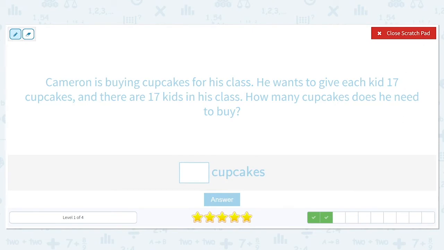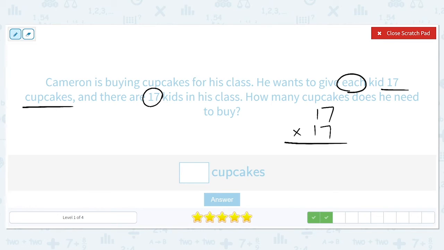Cameron is buying cupcakes for his class. He wants to give each kid 17 cupcakes, and there are 17 kids in his class. How many cupcakes does he need to buy? So we need to do 17 children times 17 cupcakes.